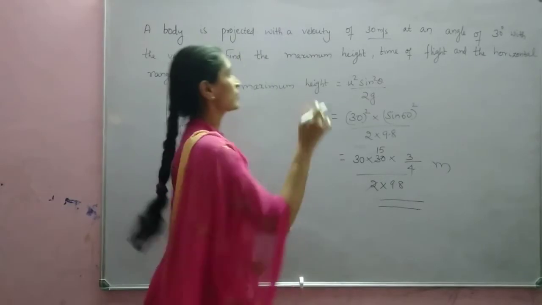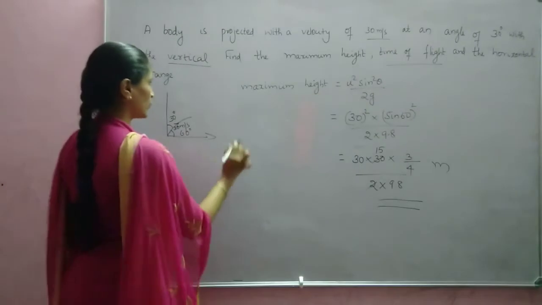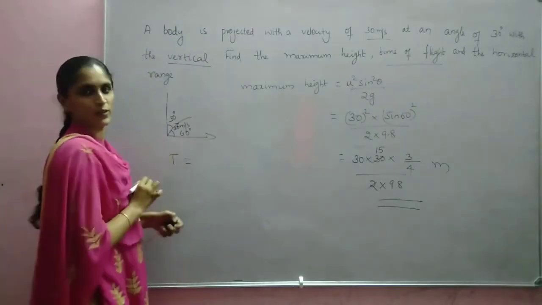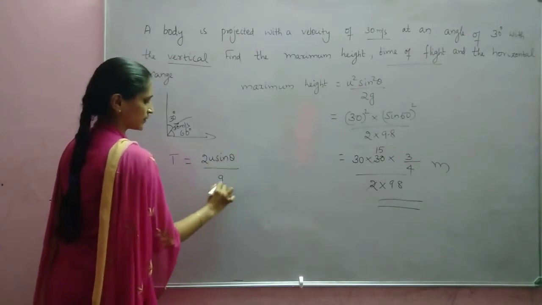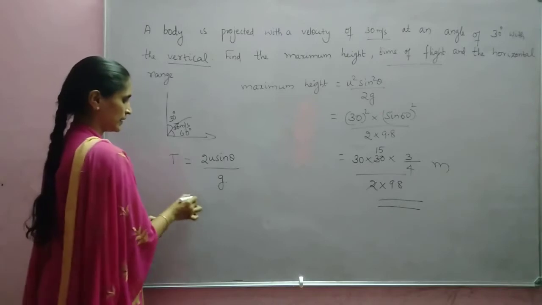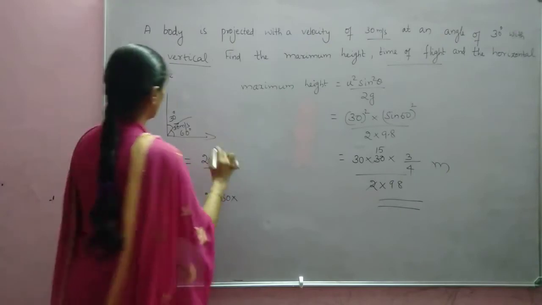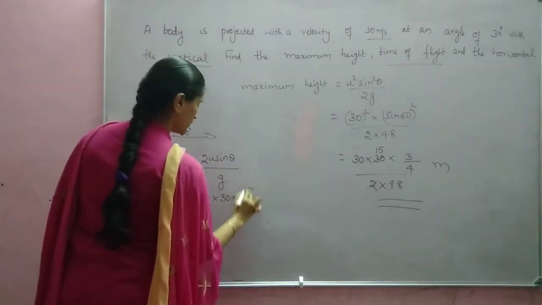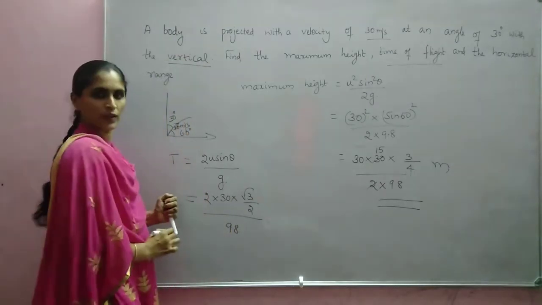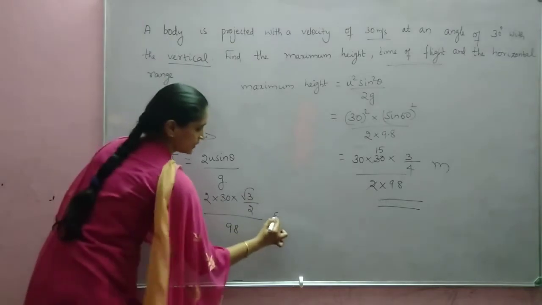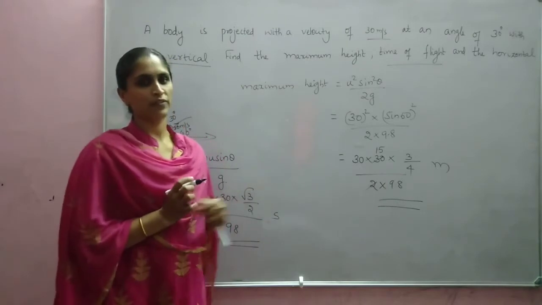And next part we can see. What you have to find? You have to find the time of flight. What is the formula to find time of flight? Time of flight is equal to 2u sin theta divided by g. So 2 into 30 into sin theta, where theta is 60, root 3 by 2, divided by 9.8. So this much seconds. You have to simplify. You can substitute root 3 is equal to 1.732 and find the answer.